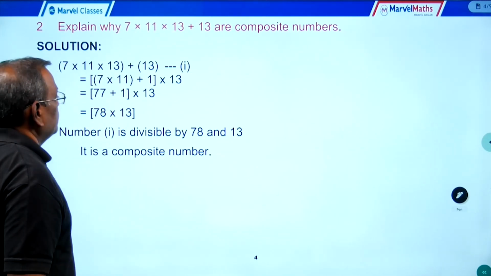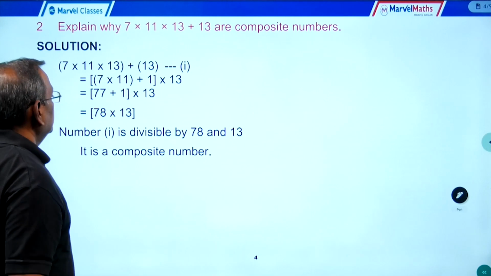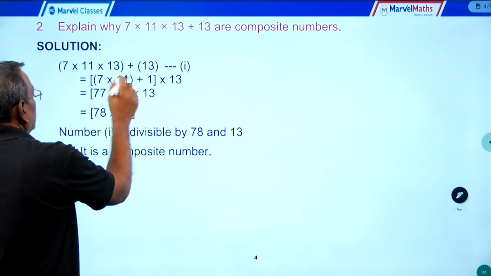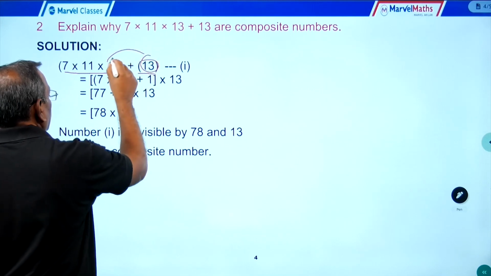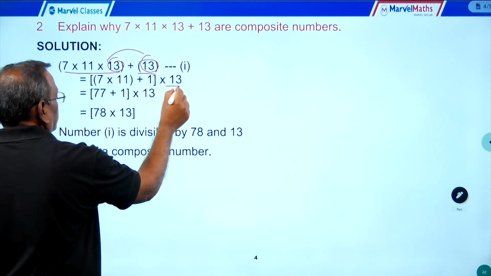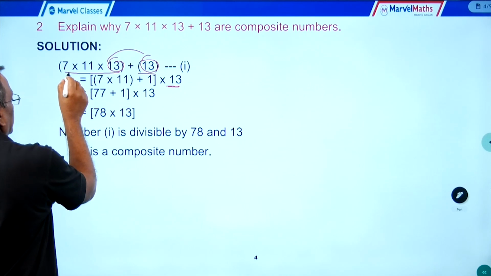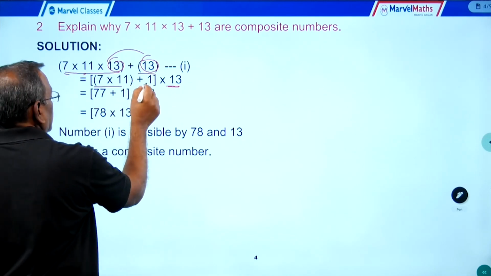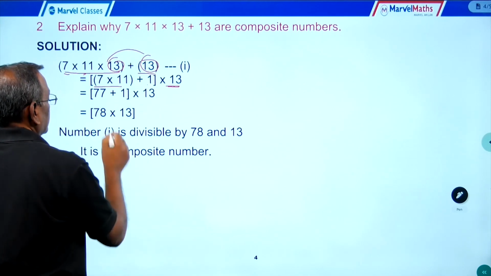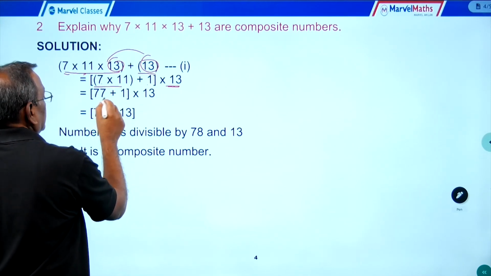Explain why it is a composite number. Always write the given expression. This is one term, another term. These two terms have a common factor. If you take 13 as a common factor, the remaining factor in the first term is 7 into 11, and from the second term it is 1. So 7 into 11, 77 plus 1.